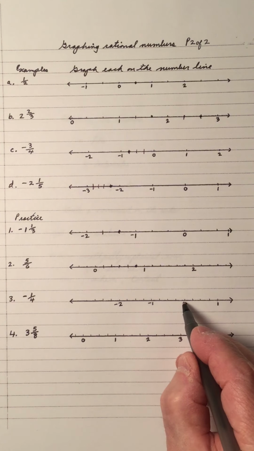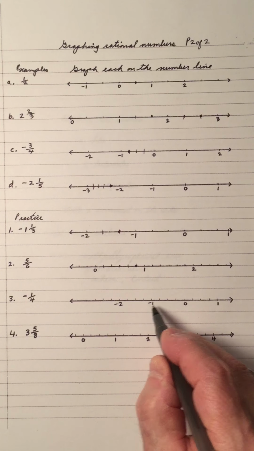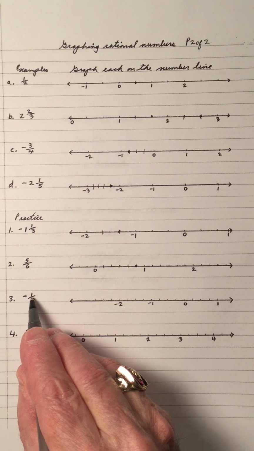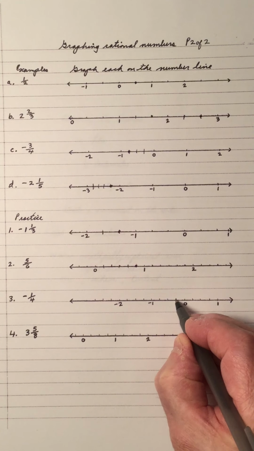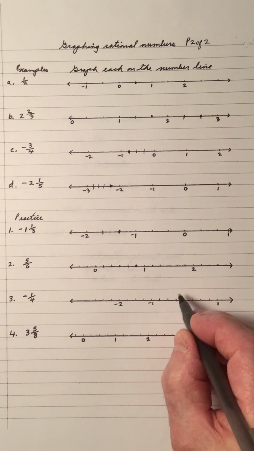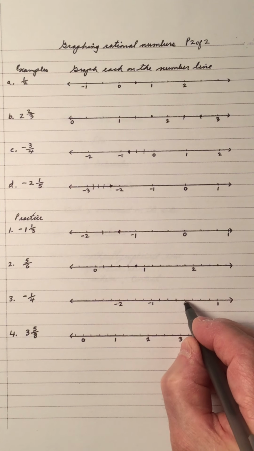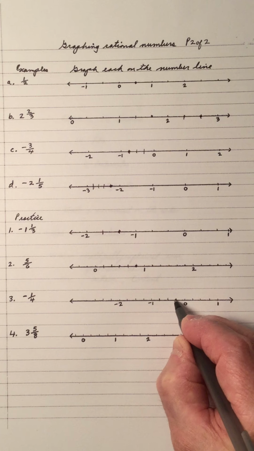-1/4. There's 0. There's -1. So it's in between here. So it's divided into 4 pieces, and I take one of them. So there's 1, 2, 3 cuts, 1, 2, 3, 4 pieces. -1/4 is right there.